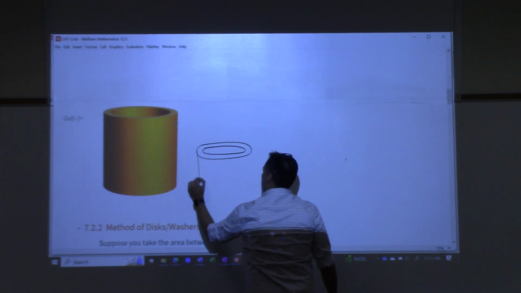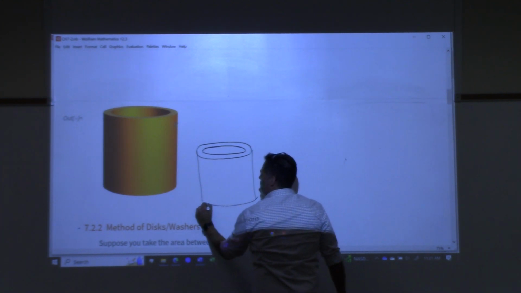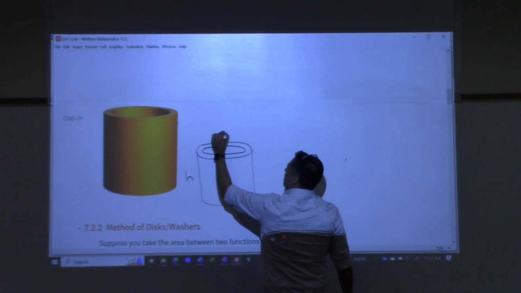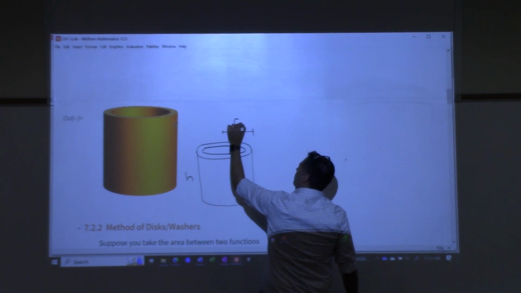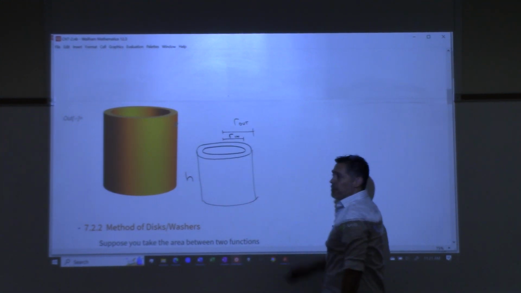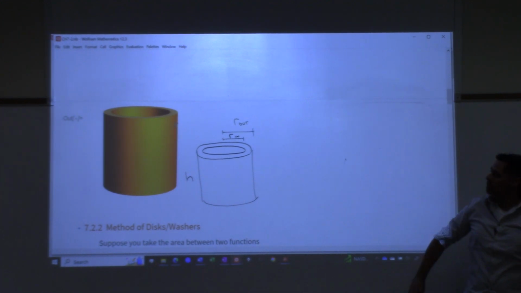I want to know the volume of this, okay? Let's say that this is H. Let's say that from here to here is your R out. Let's say that from here to here is your R in. We already have a formula for this, right? We already do. But I'm going to do it a little different.